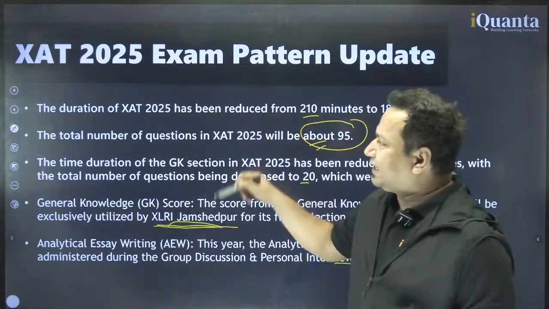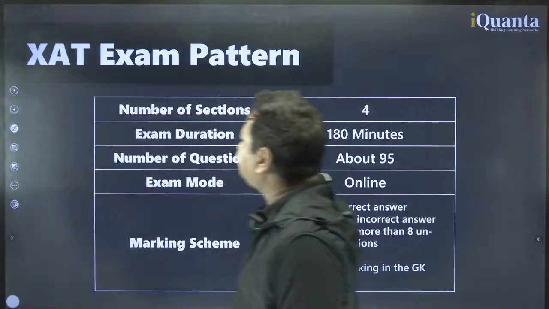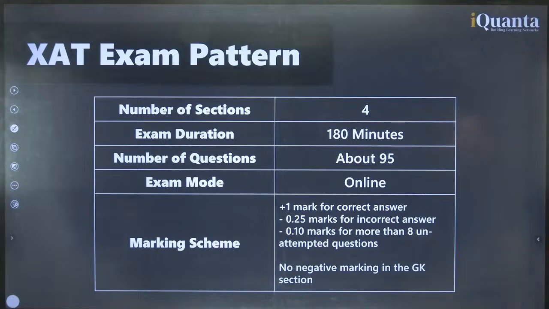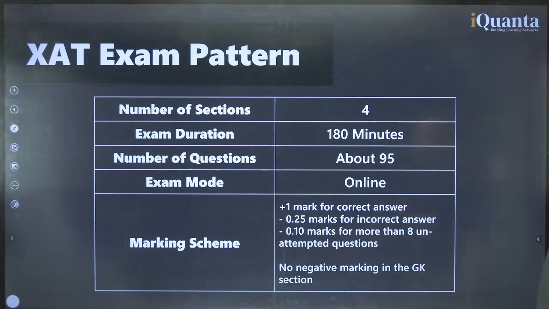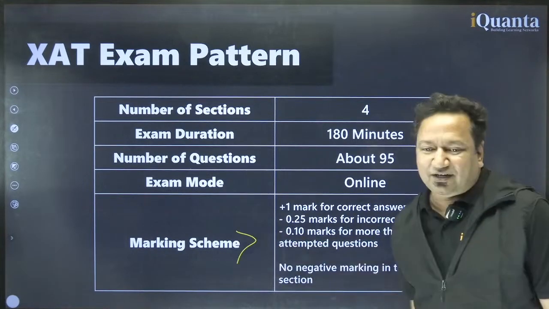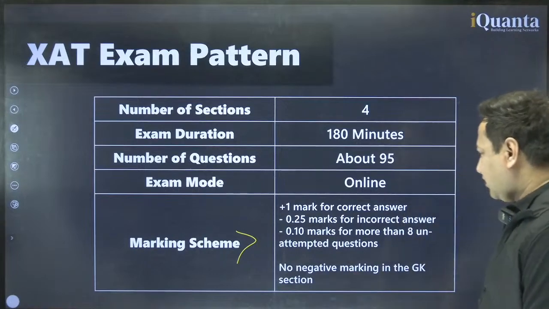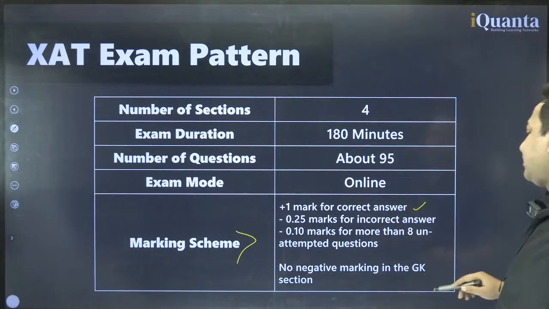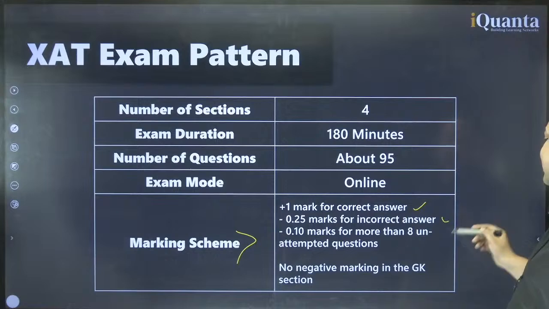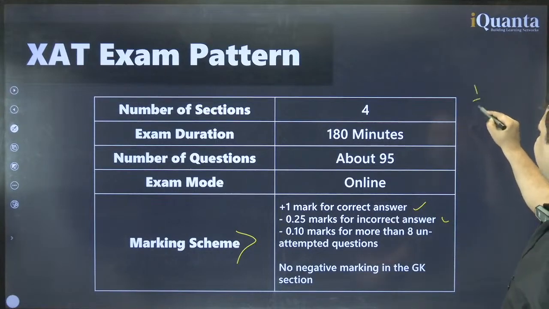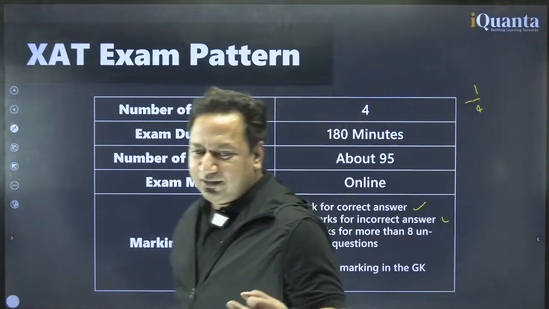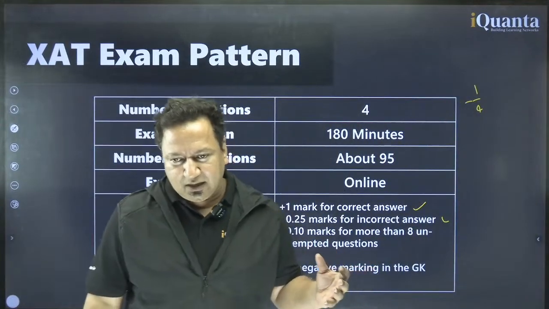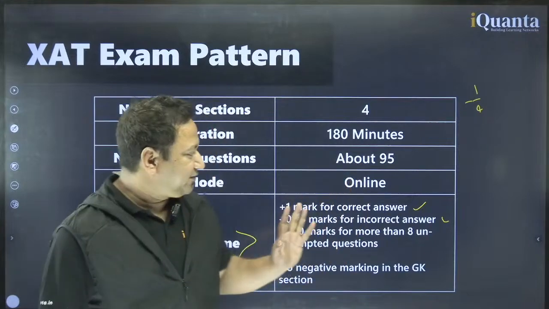These are basic details. I'll deep dive into them. We have 4 sections, exam duration 180 minutes, that is 3 hours. Number of questions, about 95. The exam mode is online. Of course, the marking scheme is something which can confuse a lot of people. Plus 1 for correct, minus 0.25 for an incorrect answer, which makes it 1/4. That means if you mark 4 questions incorrectly, you will get a minus 1. In CAT, it is 1/3. All of you know that, right? That is the difference.